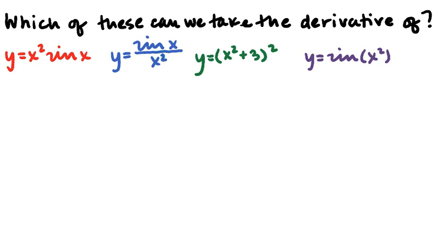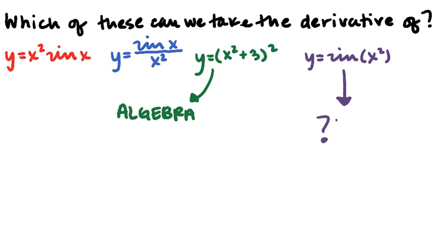So we know that with the one in green, if we were to do some algebra like distribute the x squared plus 3 times x squared plus 3, or maybe use the product rule, we could take the derivative of that. You could do that. Red is product rule, blue is quotient rule, but purple, we don't know how to do that yet, right? Because there's something different about taking a number and squaring it and then taking the sine of it. There's something different going on there. And so really, it's the fact that we're squaring it and then taking sine of that. It's that composite function that we need a new rule for.